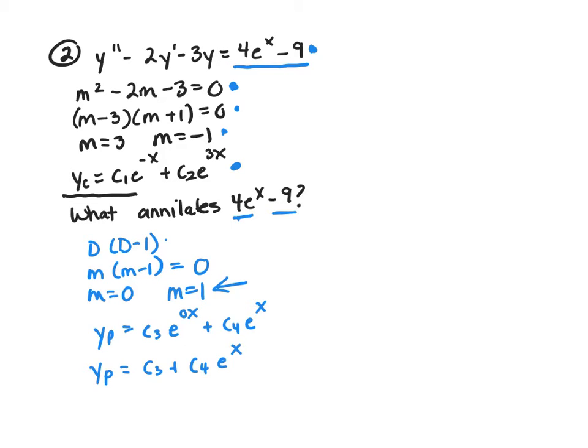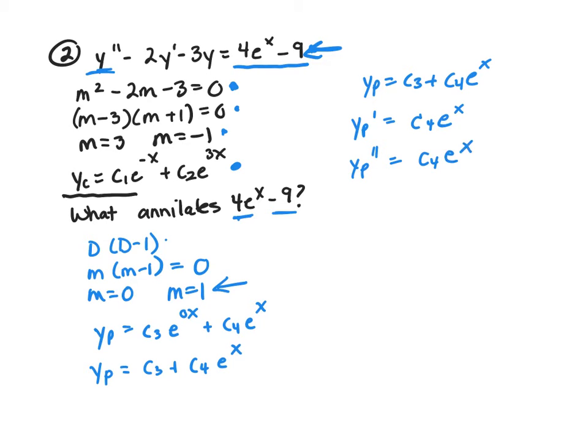And what we do is we go back and we look at our original equation and we see that the highest derivative is 2. So take your y sub p and I want you to find two derivatives. So y sub p prime equals c sub 3 goes away, c sub 4 e to the x, and y sub p double prime is the same thing, c sub 4 e to the x. I'm just taking the derivative of the right-hand side.